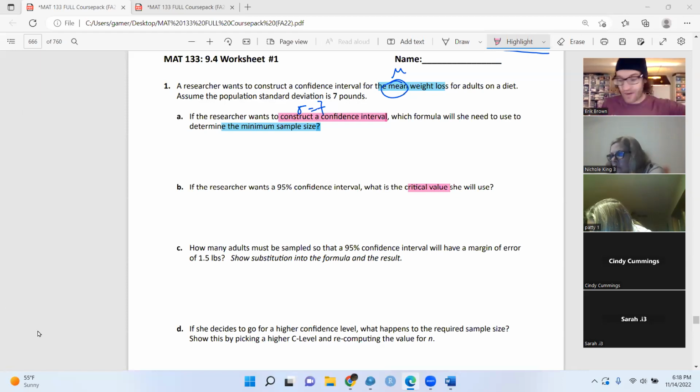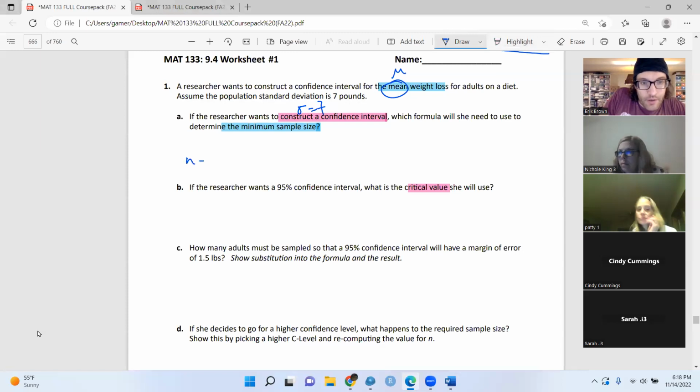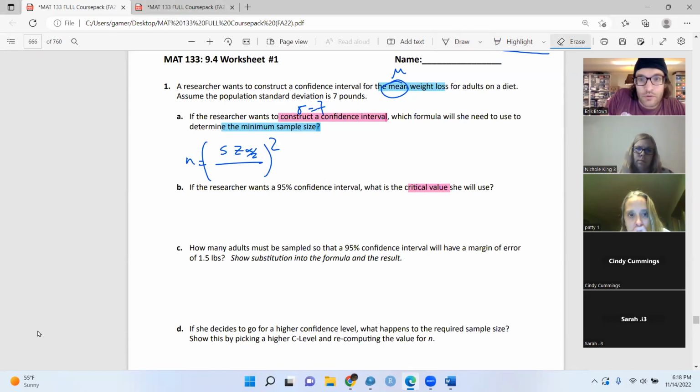Okay, that was 5 minutes. I'm assuming we all agreed on this part, right? Except for the N part. I don't know where N came from. Should be E. Okay. What'd y'all get for the critical value?